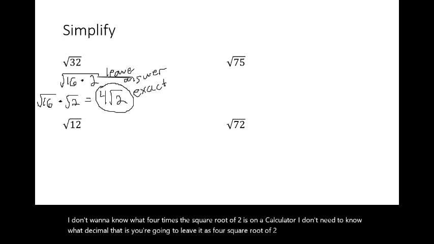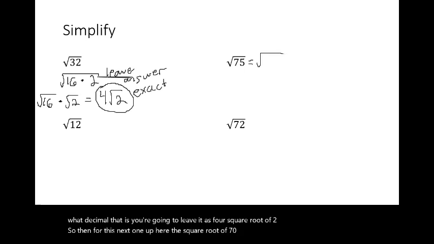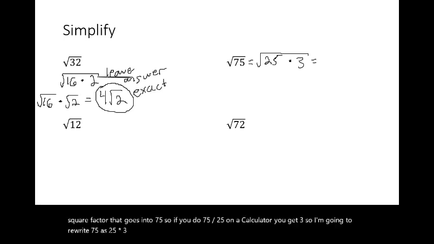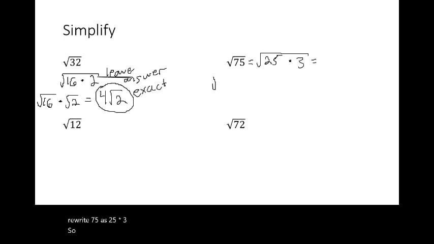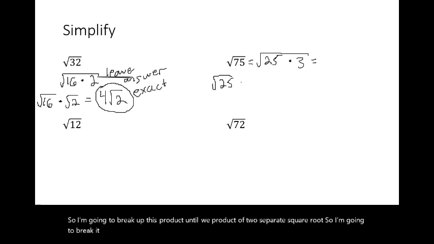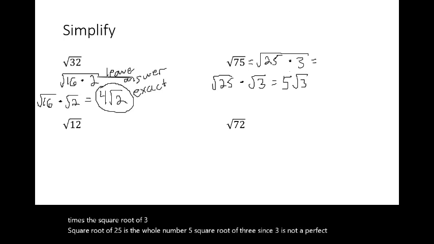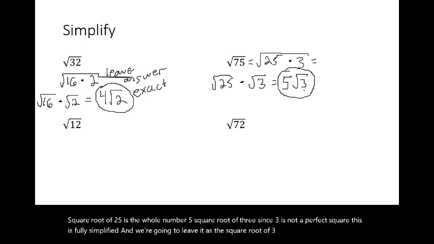So then for this next one up here, the square root of 75, we're going to find the largest perfect square factor that goes into 75. So if you do 75 divided by 25 on a calculator, you get 3. So I'm going to rewrite 75 as 25 times 3. So I'm going to break up this product into a product of two separate square roots. So I'm going to break it up as the square root of 25 times the square root of 3. Square root of 25 is the whole number 5. Square root of 3, since 3 is not a perfect square, this is fully simplified, and we're going to leave it as the square root of 3. And since our radicand 3 has no more perfect square factors, we are done, and this is our final answer.